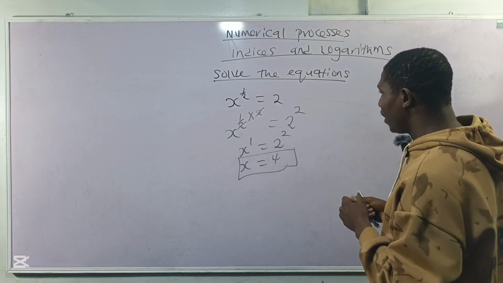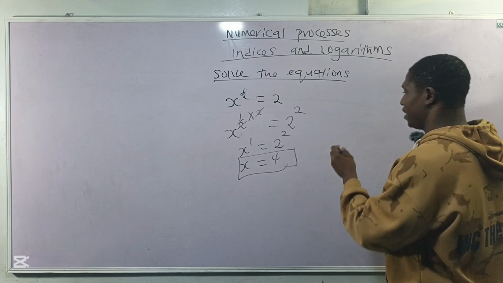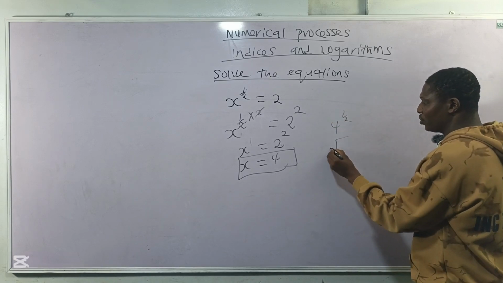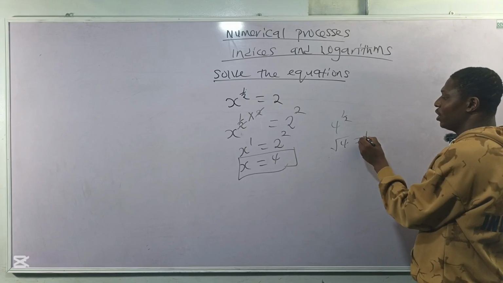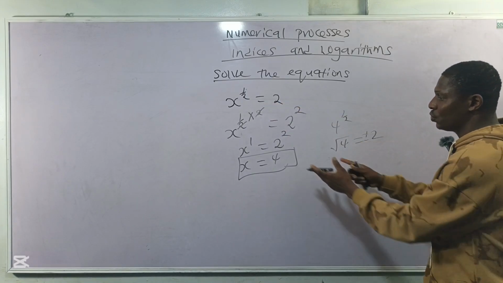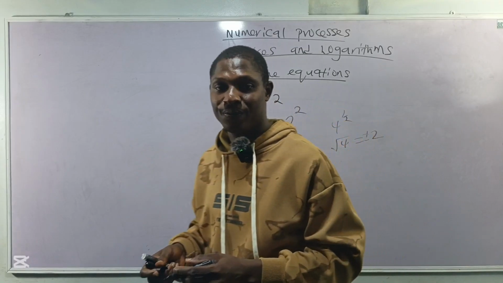So this is the answer. If I put 4 as the value of x here, this will give me 4 raised to power half. And half, remember, is the square root of 4, which equals plus or minus 2, which is equal to the 2 I have here. So that's the solution for the first question.